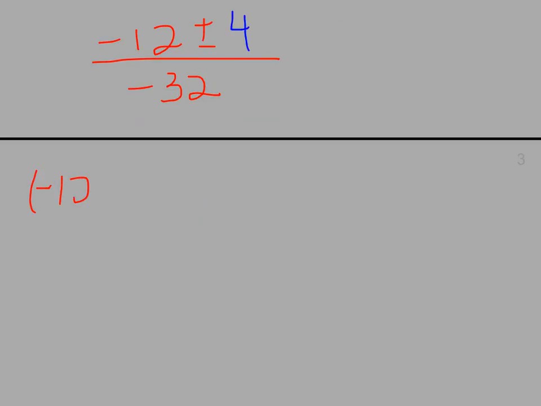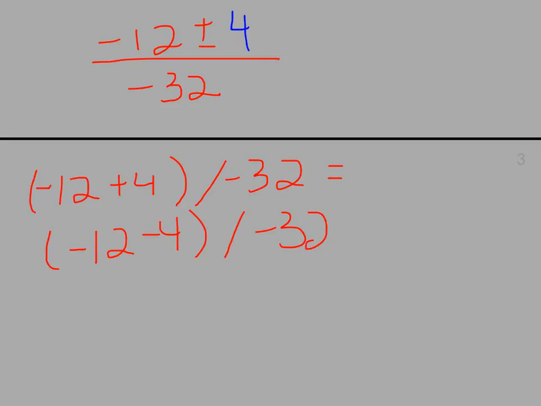And then we're going to type in our two equations. Parentheses negative 12 plus 4 divided by negative 32. And parentheses negative 12 minus 4 divided by negative 32. All right, here we're going to get 0.25, and here we're going to get 0.5. Now here's the dilemma. These are both positive, and time can be positive.